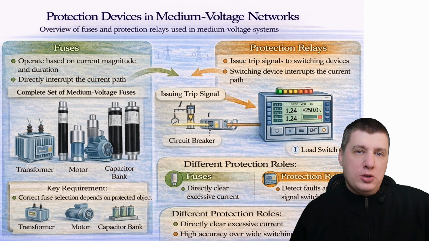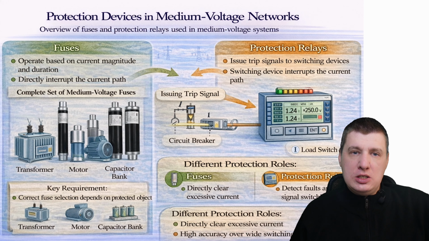Now we focus on the protection devices used in medium voltage networks. In the medium voltage system, two main protection devices are used: fuses and protection relays. Medium voltage fuses operate on the same basic principle as low voltage fuses. Their operation depends on the current magnitude and time. The key requirement is correct selection.